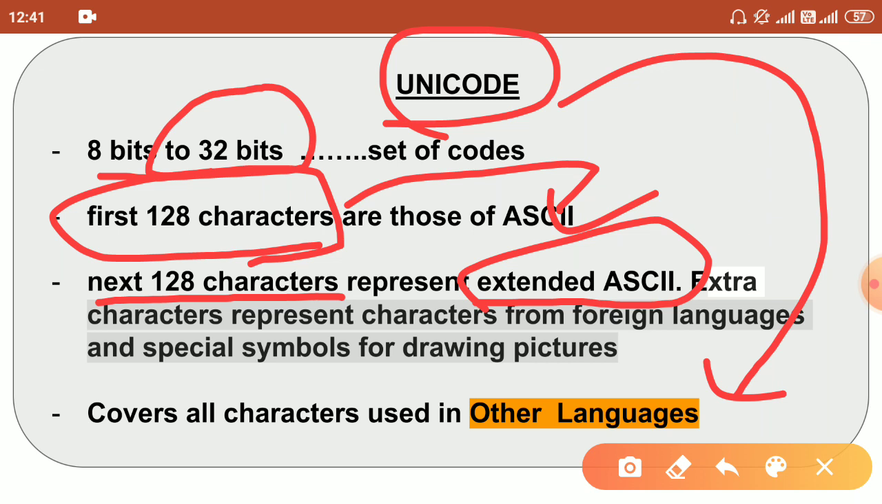So that is why this Unicode came up. I hope you can understand why we need ASCII, and why Unicode came up. All these features you must understand.